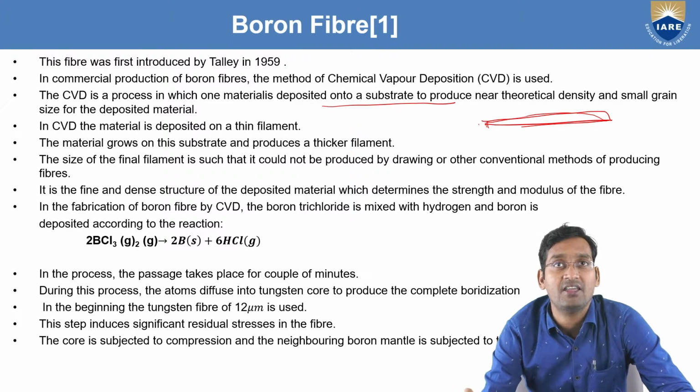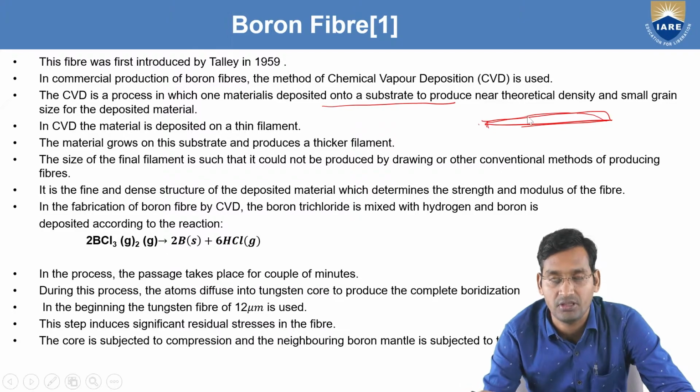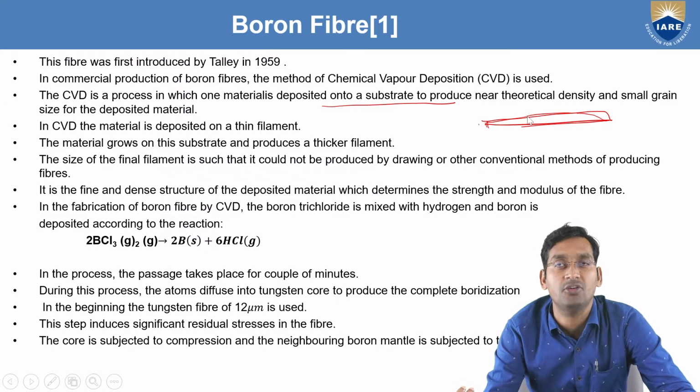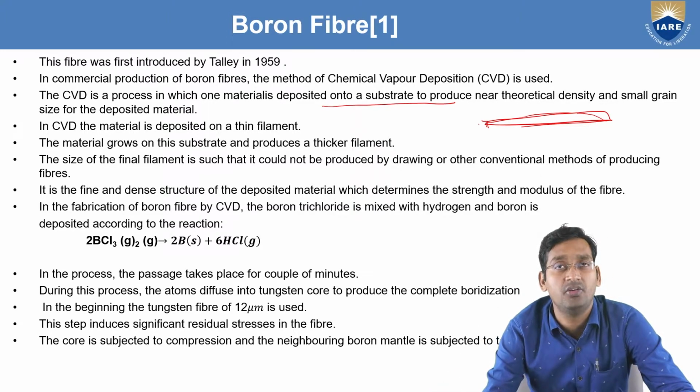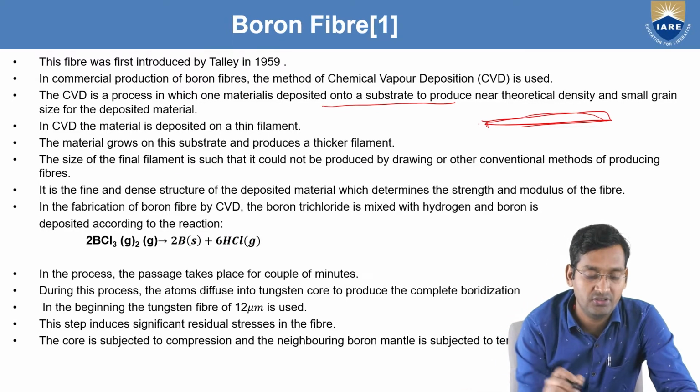It is the fine and dense structure of the deposition material which determines the strength and modulus of the fiber. Once the material gets deposited on the thin filament and it becomes thick, then this fine and dense structure determines the strength and modulus of that fiber. In the fabrication of boron fiber by CVD, boron trichloride is mixed with hydrogen and boron is deposited according to the reaction. So just see here what happened.